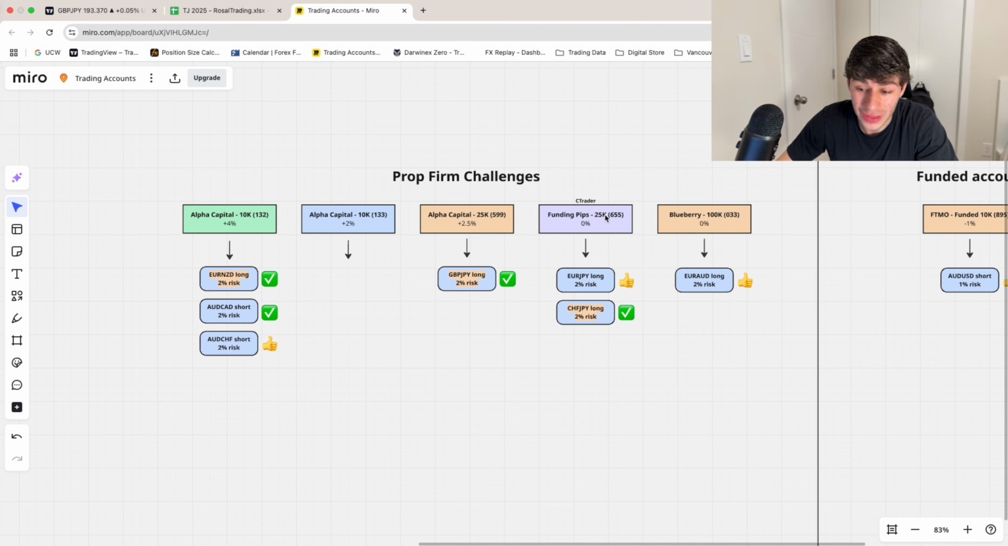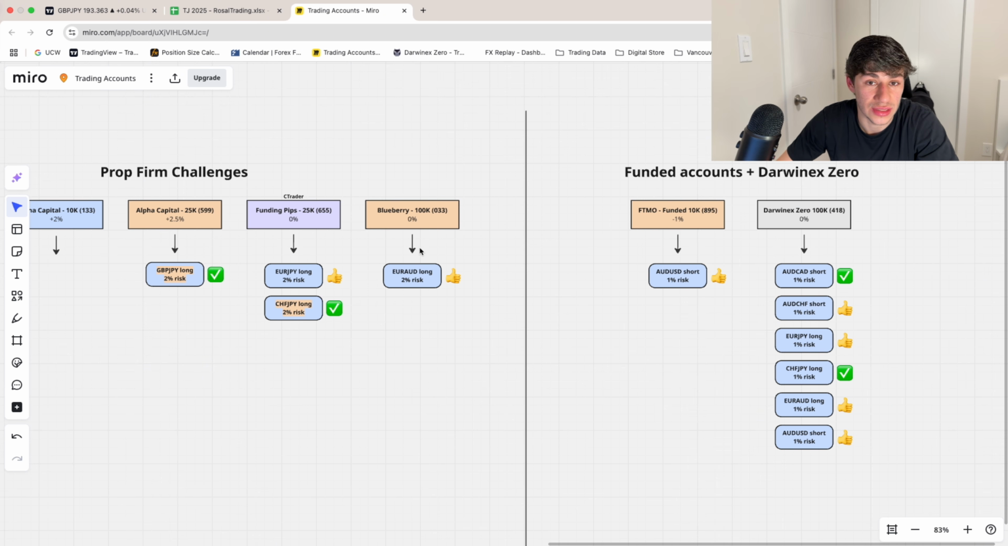Then I just bought this Funding Pips 25K account of phase 1 yesterday. I took this CHF JPY long position and it's running risk-free at the moment. I'm going to show you that too. And this one, I haven't taken any trades so far. I have this pending, but we'll see.